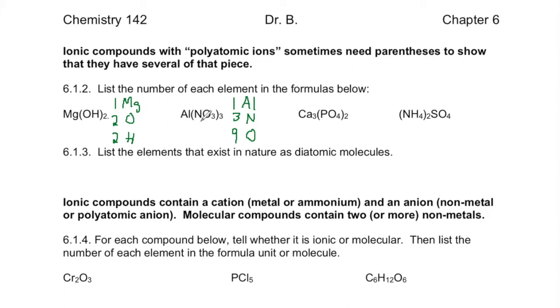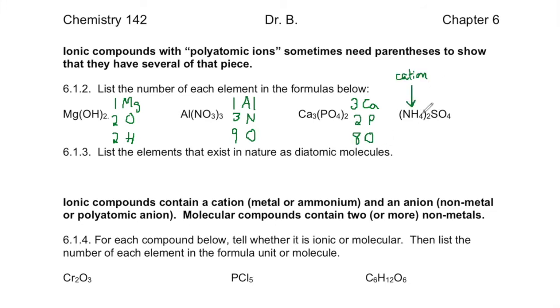3 times the 1 nitrogen makes 3 nitrogens. 3 times the 3 oxygen makes 9 oxygens. This one over here has 3 calcium, so there is a subscript on the first element this time. 2 times the 1 phosphorus makes 2 phosphorus. 2 times the 4 oxygen makes 8 oxygen.